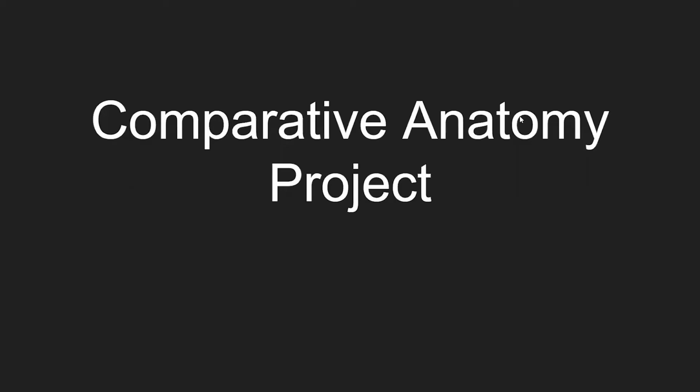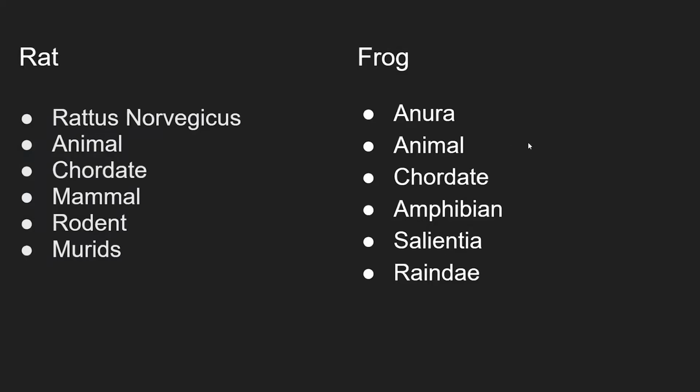Hi, I'm Nicholas Bustamante. I'm here with my group, Omish, Samuel, and Melanie, and today we'll be doing our comparative anatomy project. The animals we have chosen were frog and rat, which we did do the dissections on. Some names of the rat and frog.